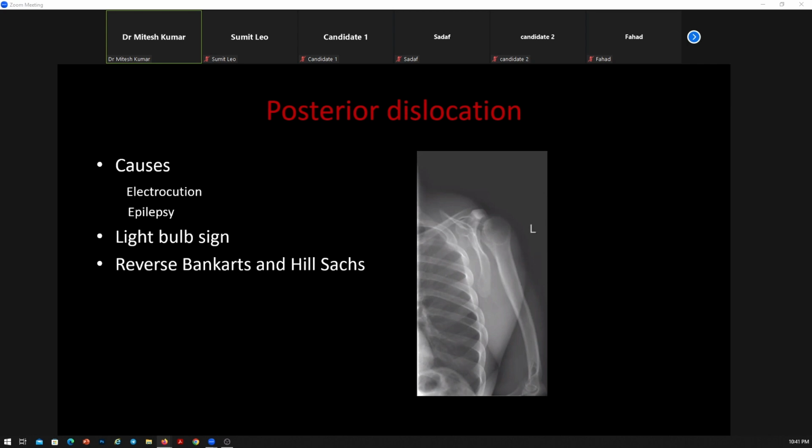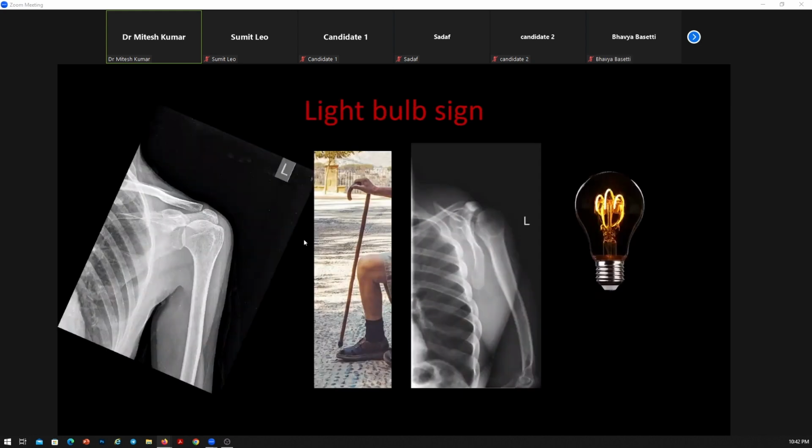Now, regarding posterior dislocation, the causes are trauma, electrocution and epilepsy. Here we have light bulb, reverse Bankart and reverse Hill-Sachs lesion. Now let me explain the pathology behind this light bulb sign. This is an example of a normal AP view. Here we can see that whenever an AP view is taken, the arm is slightly externally rotated. So this gives the appearance of a walking stick.